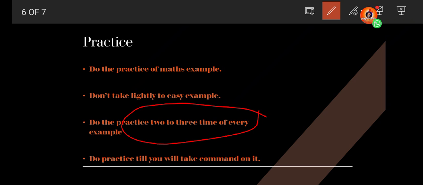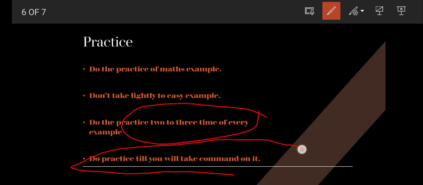That means don't be satisfied with your work up to the command, okay. What I am saying is that you have to take command on it. अगर आपको माइंड में ऐसा लग रहा है कि उस एग्ज़ाम्पल पे मेरी कमांड आ चुकी है, तब आप रुक सकते हो. लेकिन अगर आपको लग रहा है कुछ तो मुझे ये एग्ज़ाम में नहीं आएगा, सो बार बार आपको प्रैक्टिस करनी है, ओके. So that's why, the last point I told you, do the practice till you take the command on it.